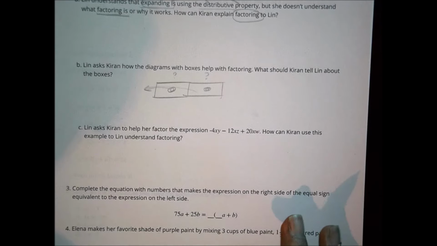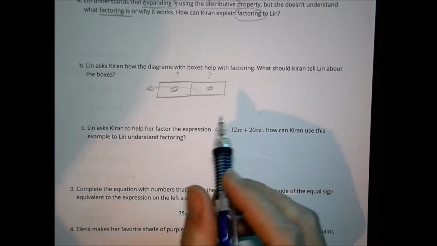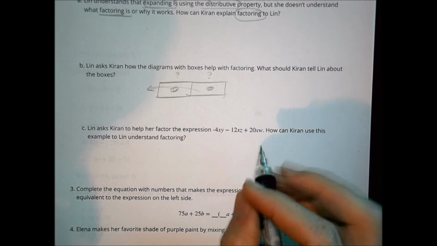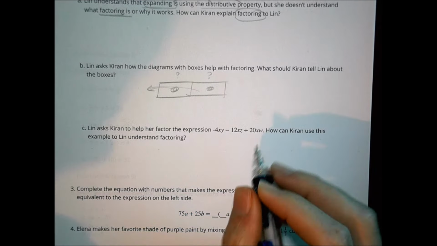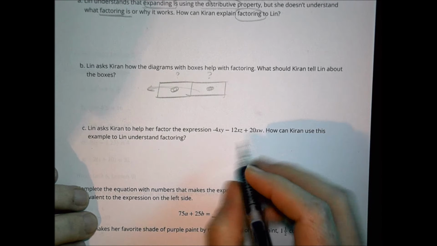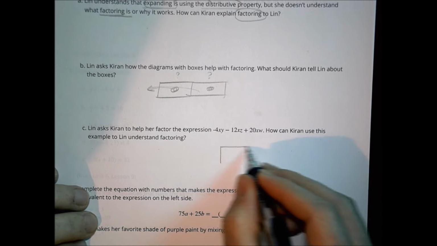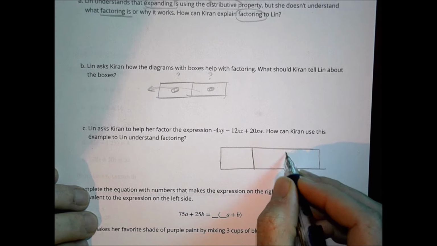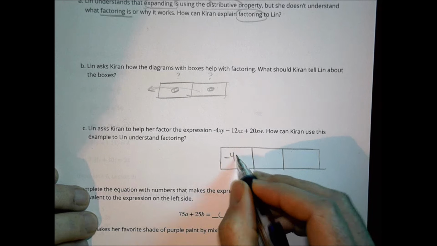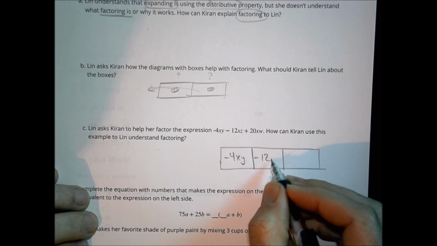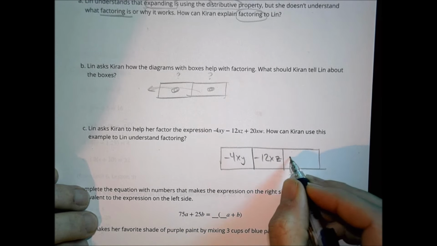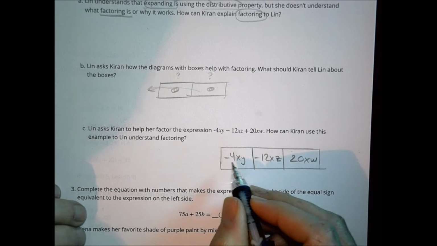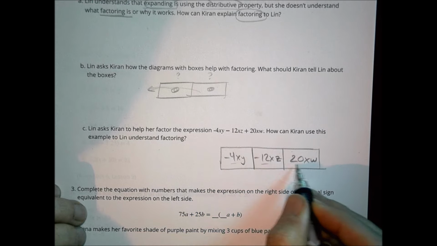So Lynn then asked Kieran to help her factor this expression out. How can she use this example to show that? So again, she could find out what they have in common. She can do it with a box, whatever works. Let's do it with the box method, just to keep a model for you in place. And we have 3 different terms. We have -4xy, we have -12xz, and we have +20xw. So for each of these, I noticed that they have 4, 12, and 20.